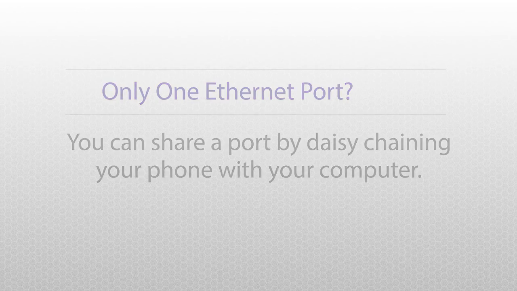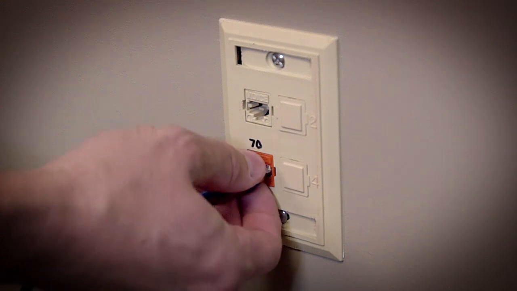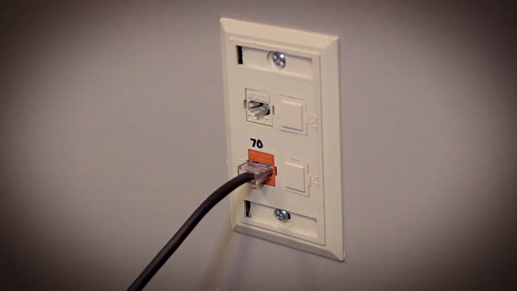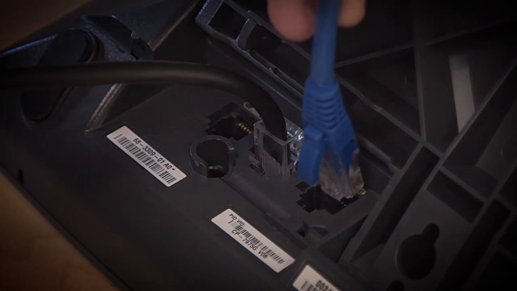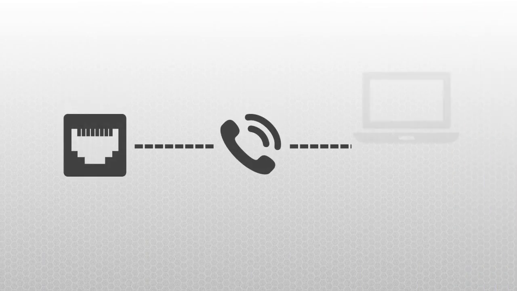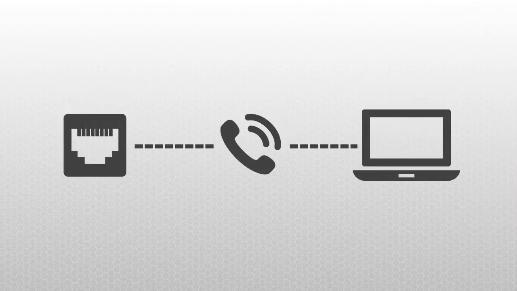computer. Unplug your computer's Ethernet connection from the network. Plug the cable from your phone into your network. Then plug your computer's Ethernet into the port on your phone marked PC. The cable should run from the network to your phone, then from your phone to your PC.